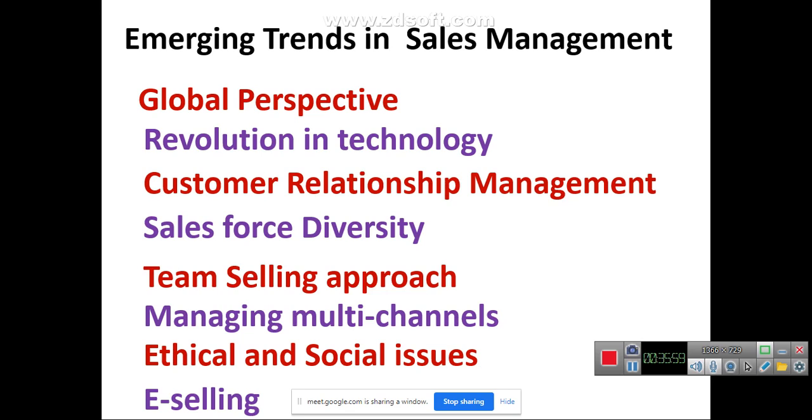And if they are able to move with the changes, then only they will survive for a longer period of time. Otherwise, if they fail to match the changing pace, then they have to go out of business. Right? So with this I have covered today the emerging trends in sales management, and that is a very important topic.